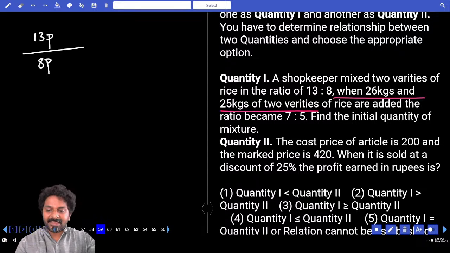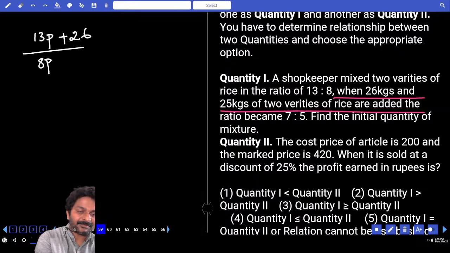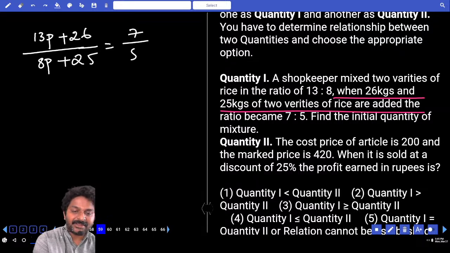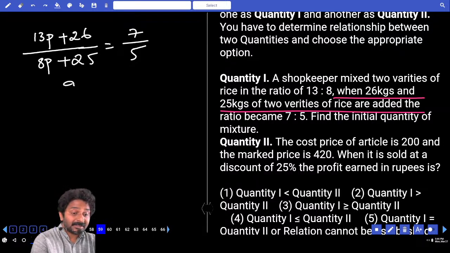26 kgs and 25 kgs of those 2 varieties of rice are added. 26, 25. Then finally the ratio becomes 7:5. 13 5 times is 65. Remember, 8 into 7 is 56. Difference 9 parts. 26 5 times: take 10 times and half, 130. 25 7 times is 175. 175 minus 130, which is 45.